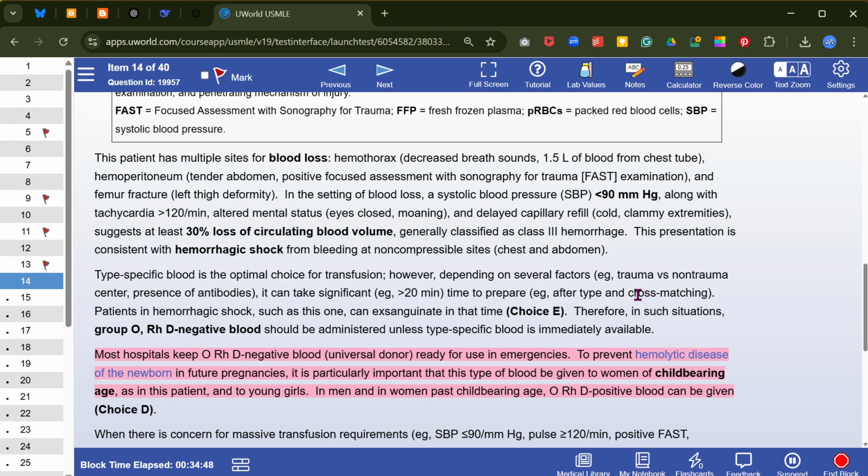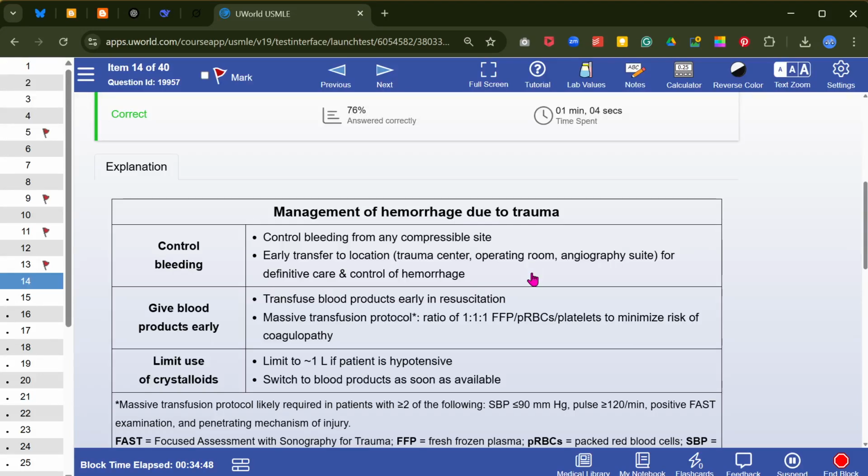And the main thing is blood for blood. We limit the use of crystalloid, limit to 1 liter of fluid. We have found that if we give more and more crystalloid, it will increase coagulopathy, so there is a disturbance of the clot formation. That's why we limit the use of crystalloid. You want me to read the box?